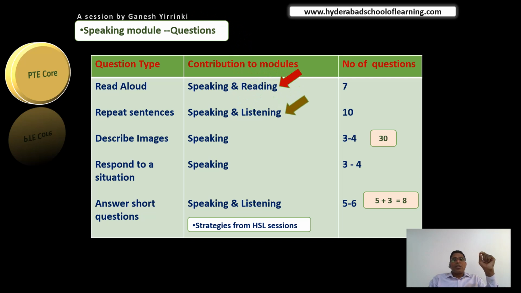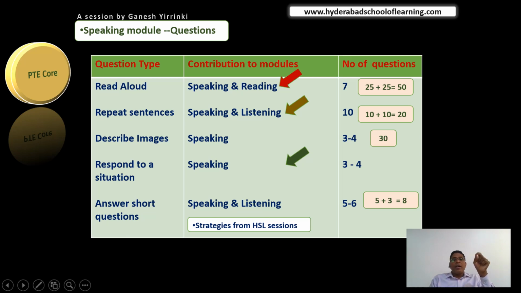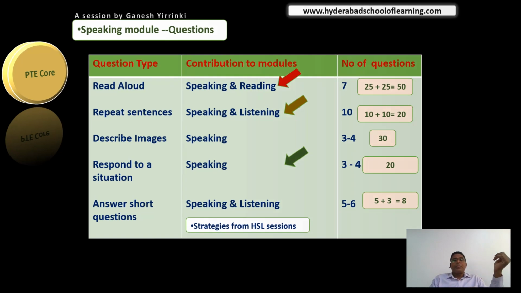So repeat sentences is also important. Read aloud itself is going to be around 50 points. Repeat sentences maybe around 20 points, 10 to listening, 10 to speaking. Here, describe image question can give you around 30 points, whereas respond to a situation contributes only to speaking, maybe around 20 points. Answer short question also contributes to speaking and listening, but its weightage is less.